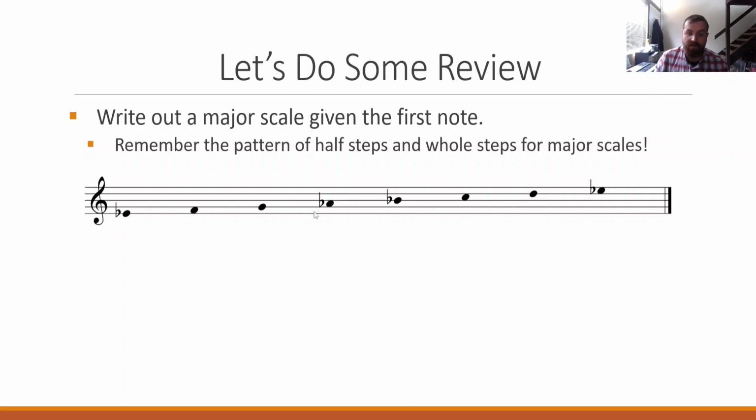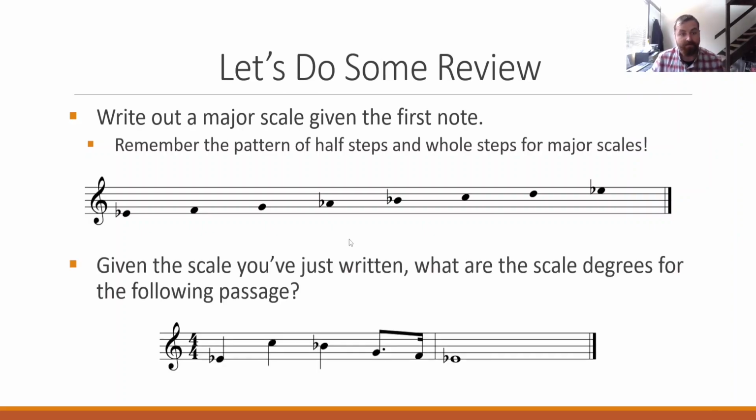We use every letter of our musical alphabet. We have A, B, C, D, E, F, and G. We don't mix accidentals. We only have flats involved. There's no mixing of sharps and flats. We start and end on the same note, and we have that pattern of whole, whole, half, whole, whole, whole, half intact here. So given the scale we've just written, what are the scale degrees for this passage?